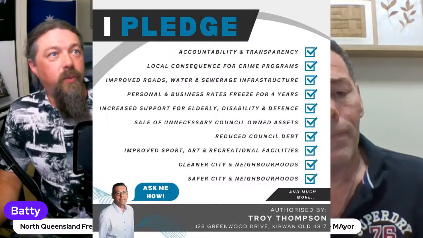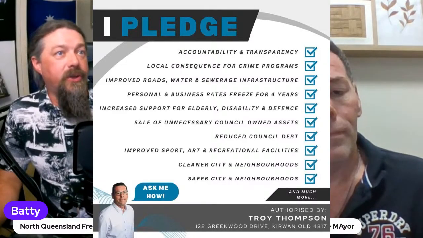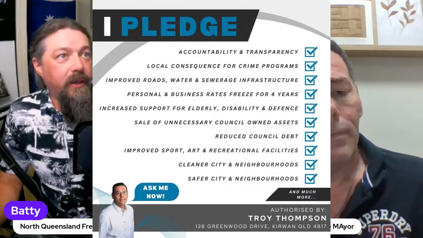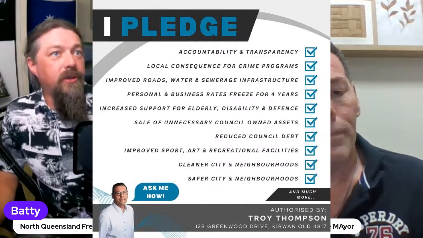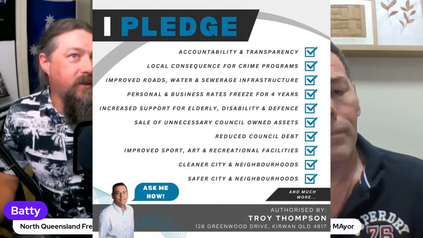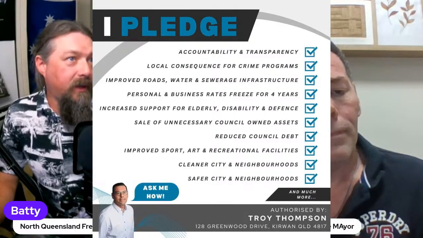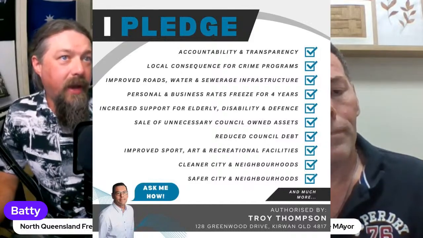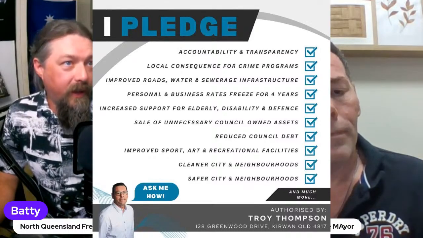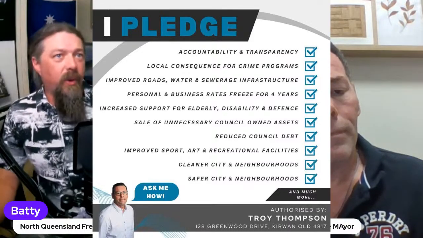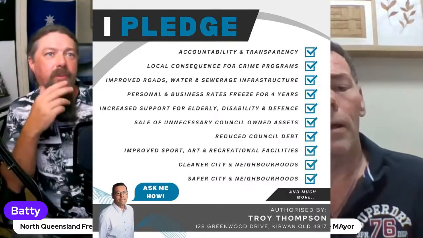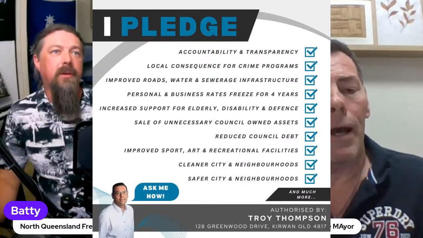Obviously, improved roads, water, sewage infrastructure. I think we went through that pretty extensively. Personal and business rates freeze for 4 years, which we covered. Increased support for elderly, disability, and defence, I think. Is there anything you want to add to that? You talked about parking and planning and all of that. That includes our vulnerable people.